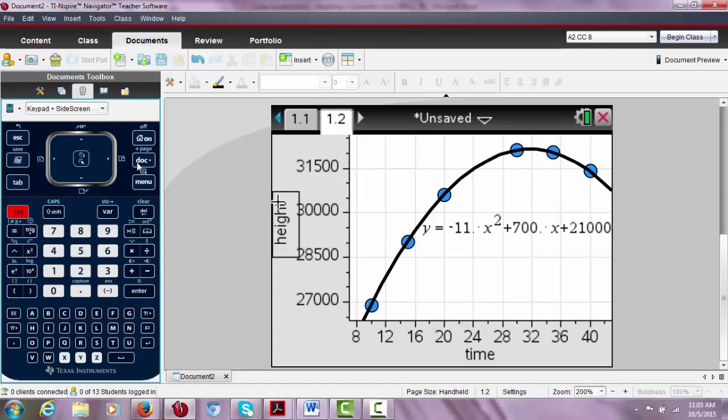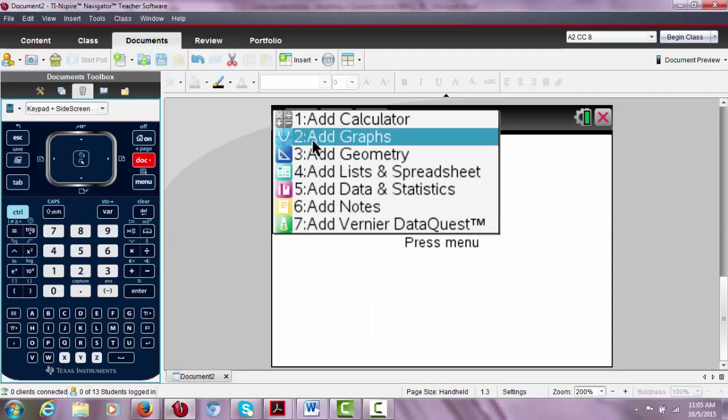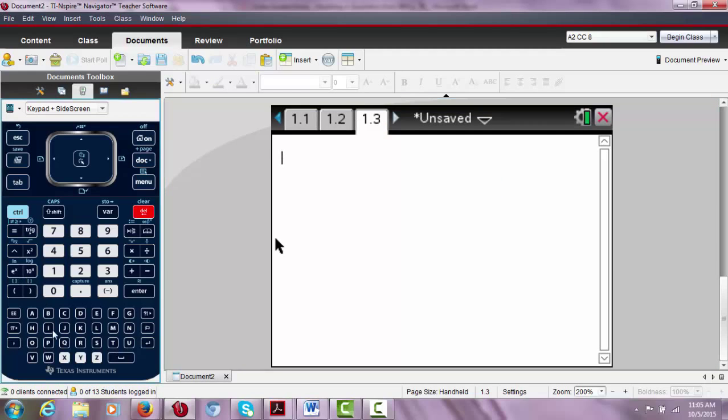And then to finish up, again, add a calculator page, store that variable in t, because we're talking about time. 20.8 seconds is when they first experience weightlessness. Enter your function, negative 11t squared plus 700t plus 21,000. And there is the height at which that first happens.